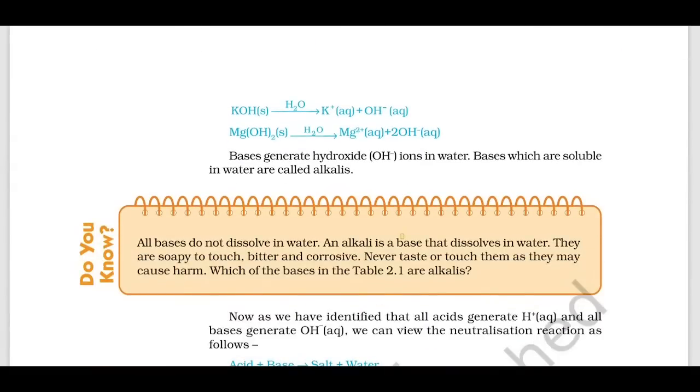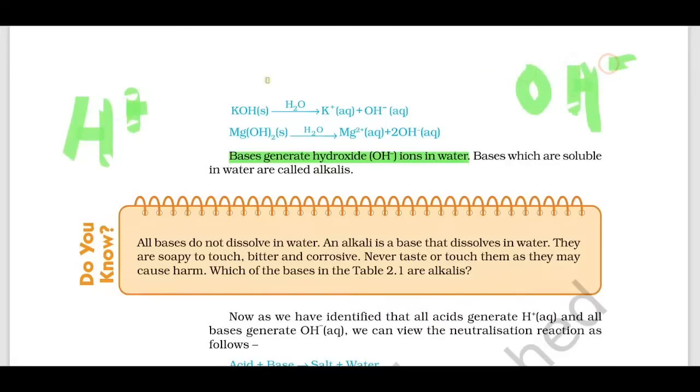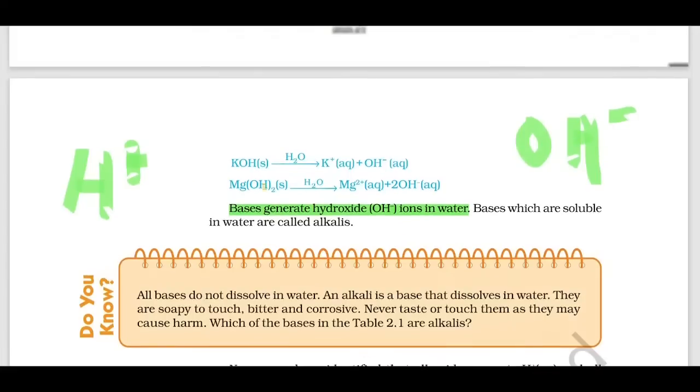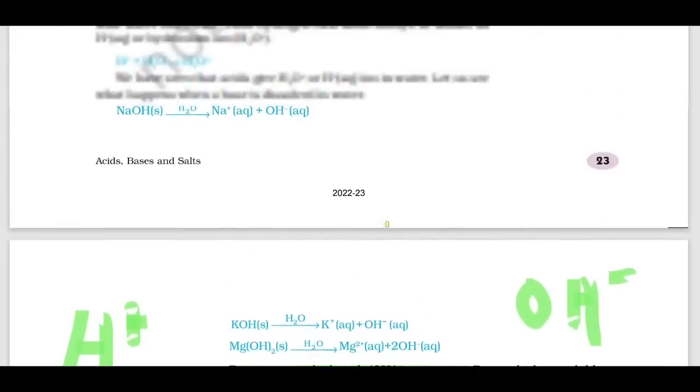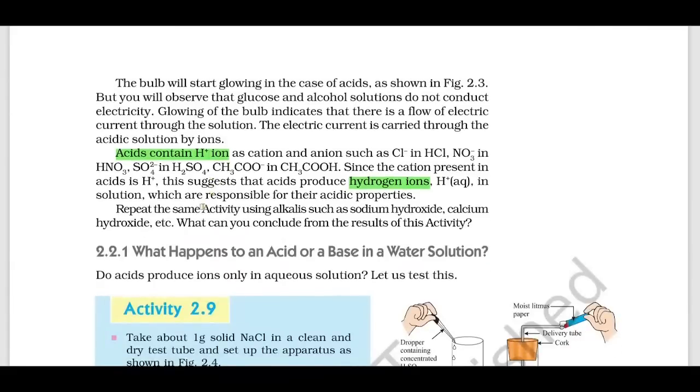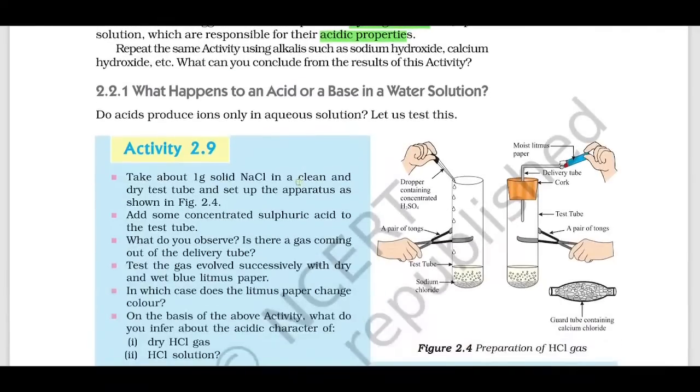Whereas base has hydroxyl ion, hydroxide ion. Acid has H plus ions. Base has OH minus ions in water. So these H plus ions are responsible for their acidic properties.